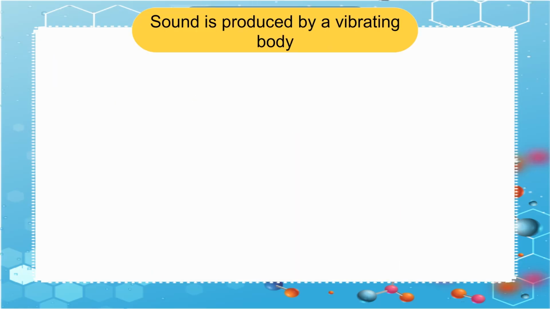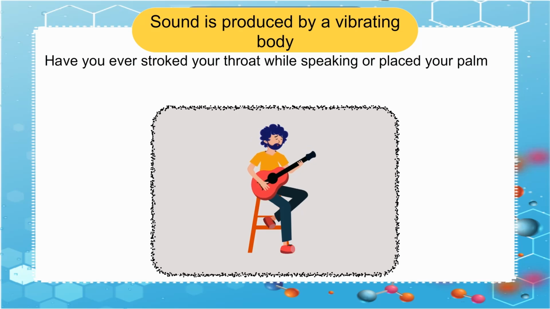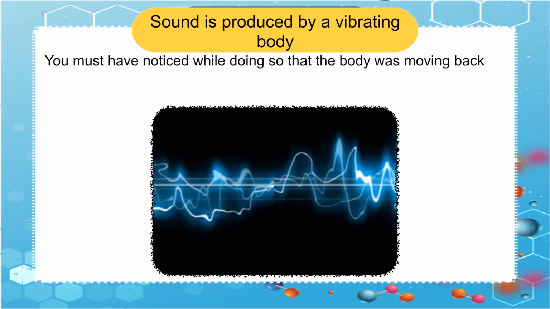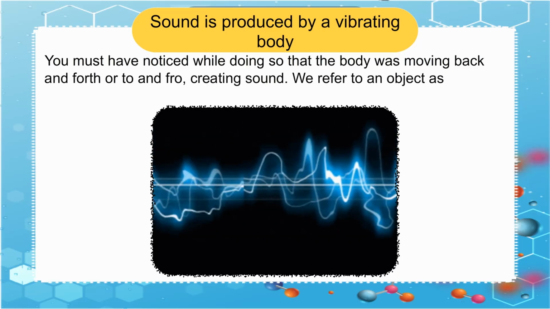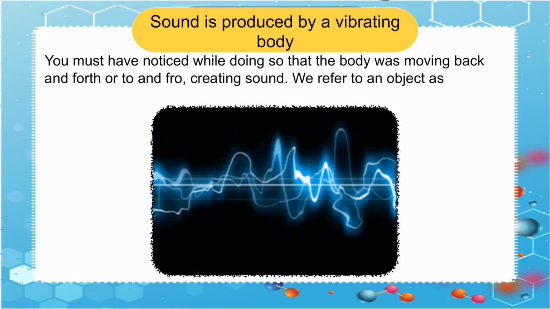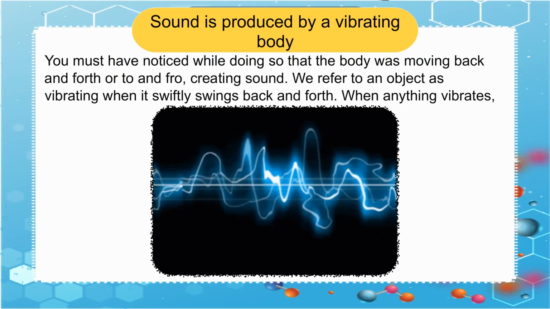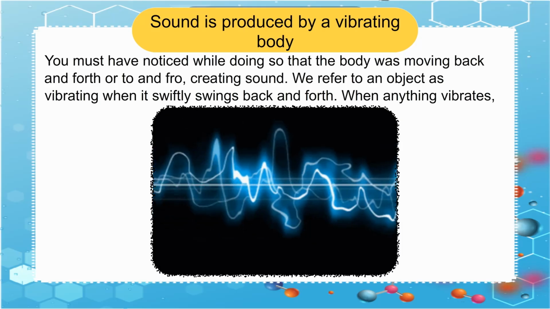Sound is produced by a vibrating body. Have you ever stroked your throat while speaking or placed your palm on a speaker of a music system while it was playing? Did you notice any trembling? You must have noticed while doing so that the body was moving back and forth, or to and fro, creating sound. We refer to an object as vibrating when it swiftly swings back and forth. When anything vibrates, sound is created.